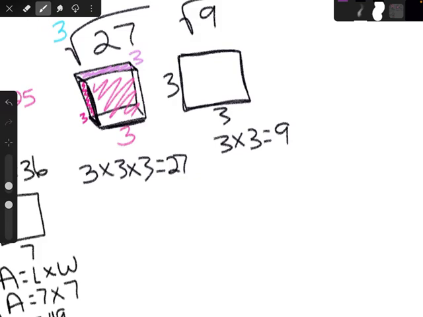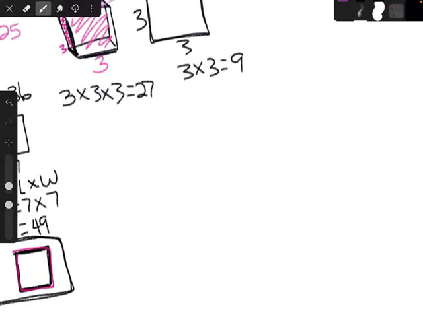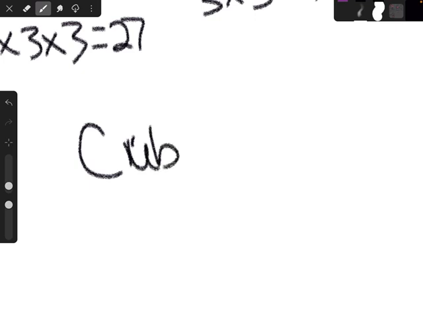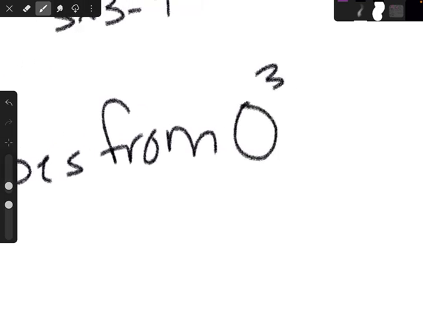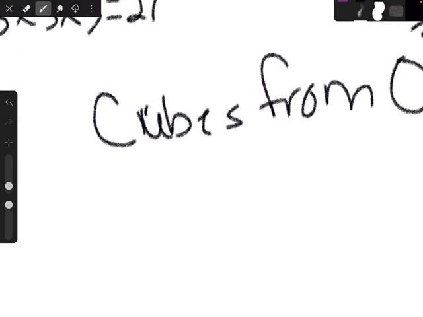All right? Kind of get it, kind of, sort of. It's kind of important. Let me run down a little pattern for you real quick. I'm going to write down the cubes. That's kind of big. Cubes from 0 to 6. Okay. Now this is cubes.